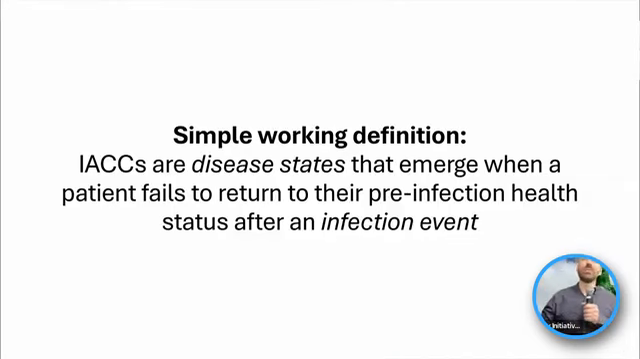So let's keep it simple with a working definition. When we talk about infection-associated chronic conditions, we're talking about disease states that emerge when someone fails to return to their pre-infection health status after an infection event. To make that even more simple, if you get sick with something and you fail to fully recover to where you were before you got sick with that thing, you can be thought of as having an infection-associated chronic condition.